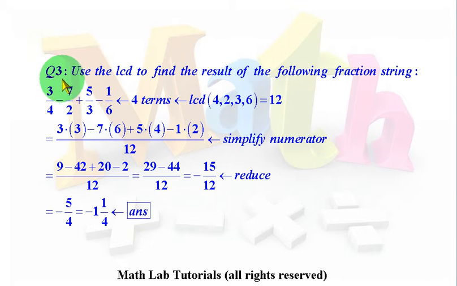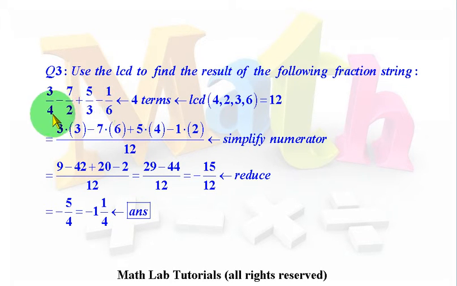Let's look at Q3. It says use the LCD to find the result of the following fraction string. If we look at the string, it's 3/4 minus 7/2 plus 5/3 minus 1/6. The difference now is that we have 4 terms to deal with, and some of them are good guys and some of them are bad guys because some of them are positive fractions and some of them are negative fractions. But we don't worry about that right now.